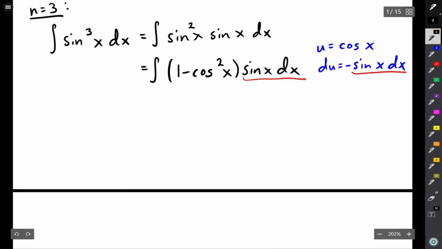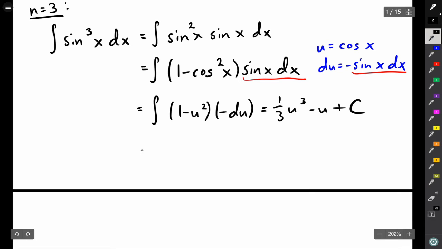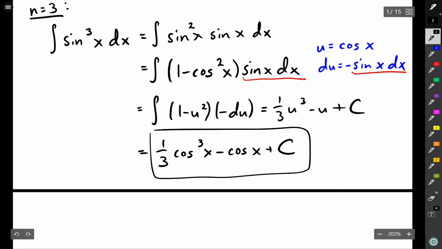This is why we split off one copy of sine. Right? So now that we have that, we can say, okay, well, this is going to be the integral of (1 minus u squared) times minus du. And that's it. So this is now 1/3 u cubed minus u plus c. And so this integral is 1/3 cosine cubed x minus cosine of x plus c. And there we go.